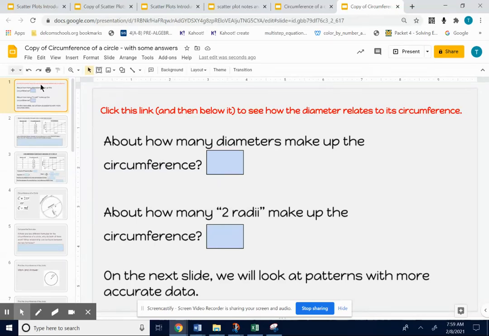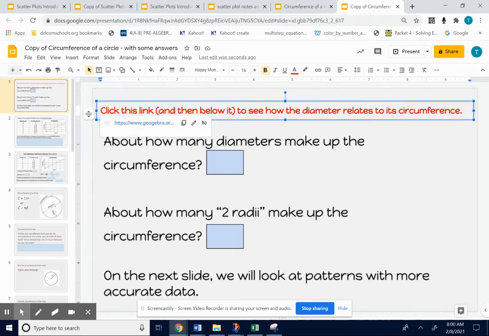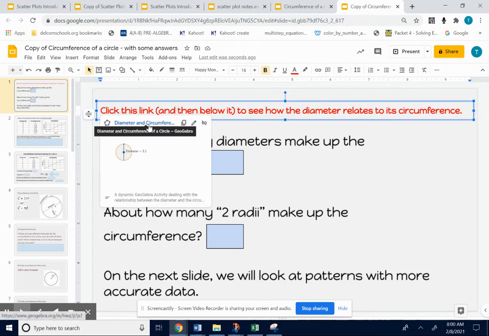Okay, this is a video to help you get started on the circumference Google Slides. Okay, especially if you're quarantined, but if you just want to go back and look at this if you're in class. Okay, on this first slide, let's click this link because I want to help you know what's going on before we look at formulas.